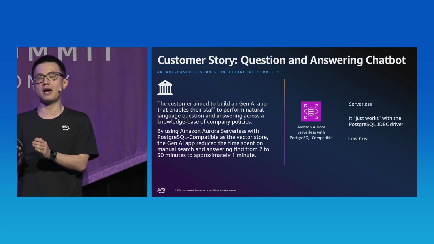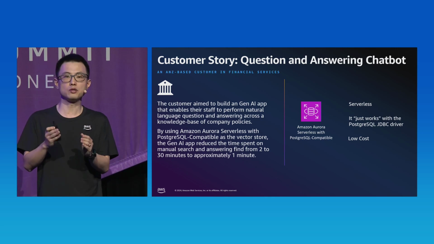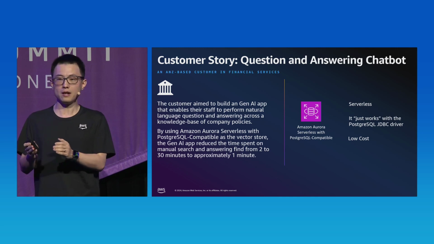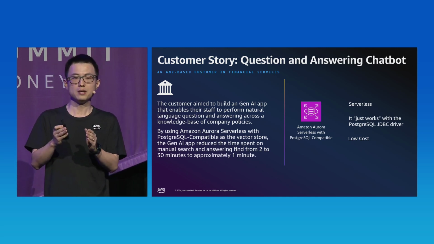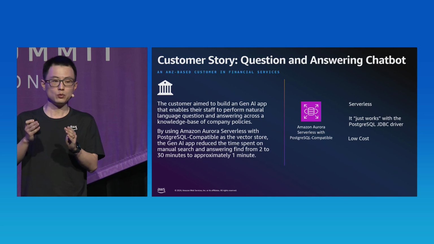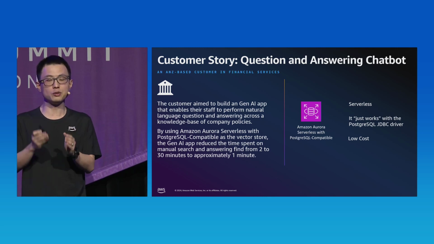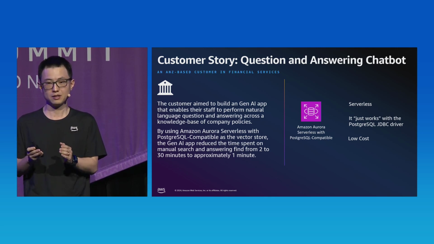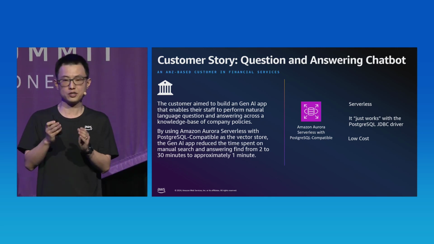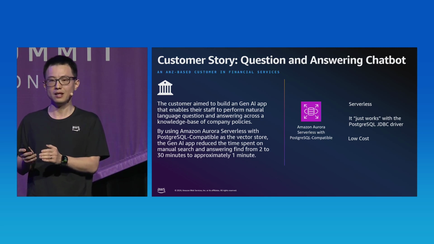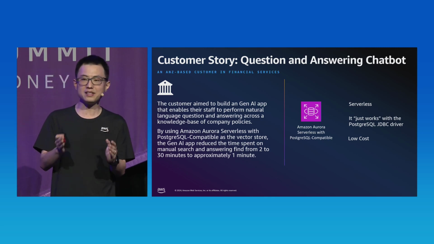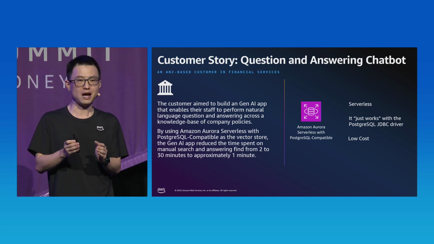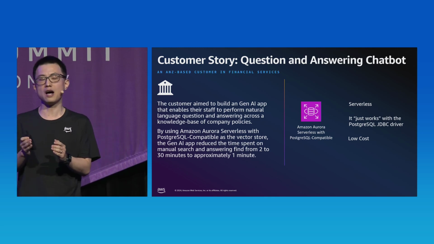We built a RAG application using PostgreSQL as a vector store. After we successfully built the app, we reduced the answer-finding time from 2 to 30 minutes to just 1 minute. That is a huge boost in their working efficiency. So think about how you can apply this to your use case or your business. I think the possibilities are unlimited.